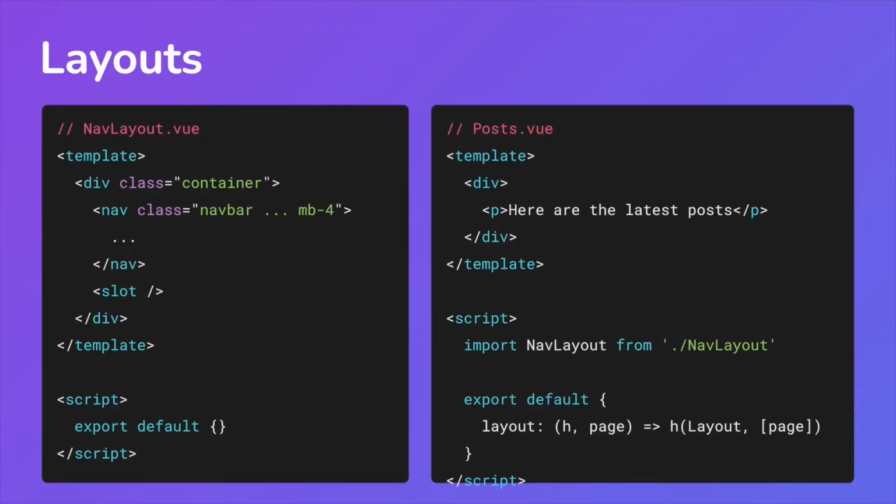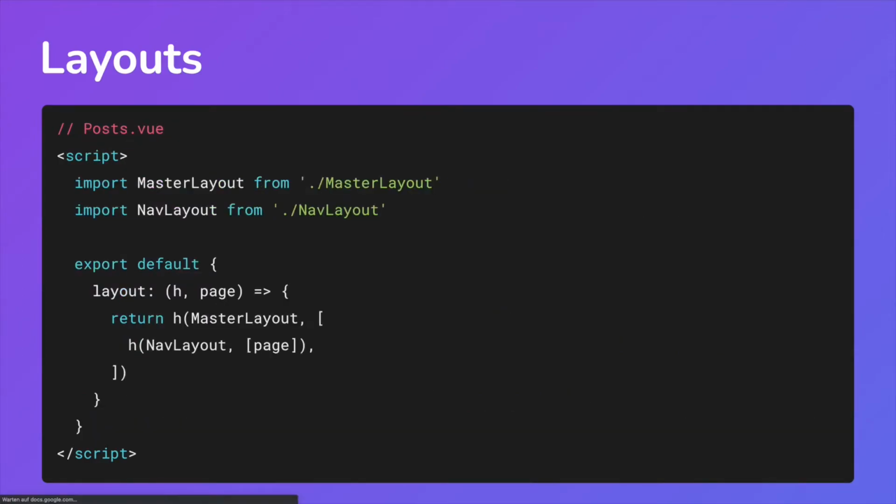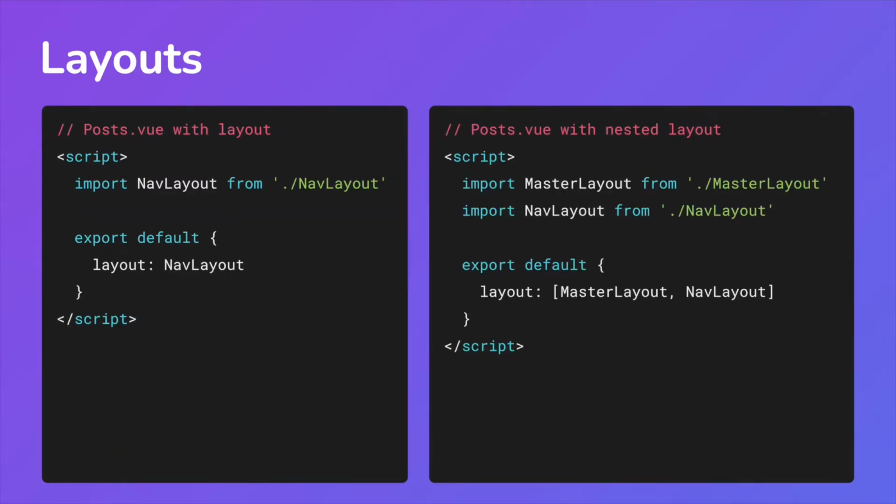Here I simply move the navbar into a separate view component. The important part is that you need to define a default slot. And then in my posts page component, I simply import my nav layout view component and register it using the layout property with a render function. You can also nest multiple layout files like this. For example, here I went a step further and created a master layout on top of my nav layout. To make this more readable, Inertia also offers a shorthand, so you do not need to mess around with render function definitions.